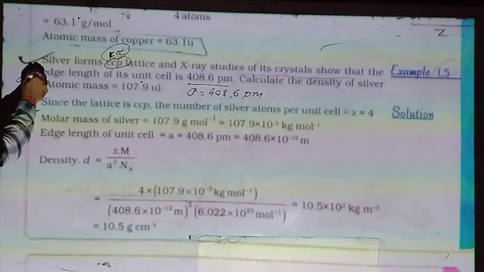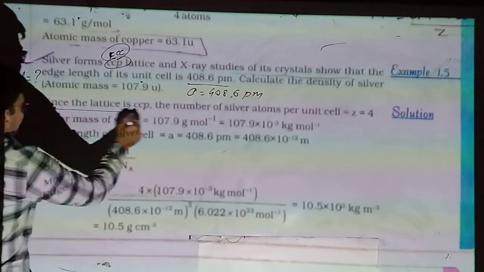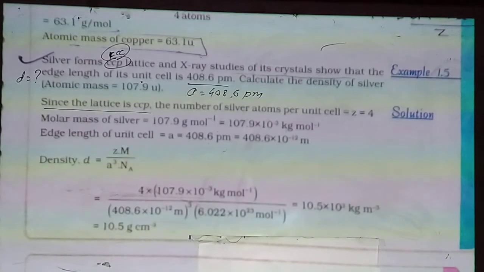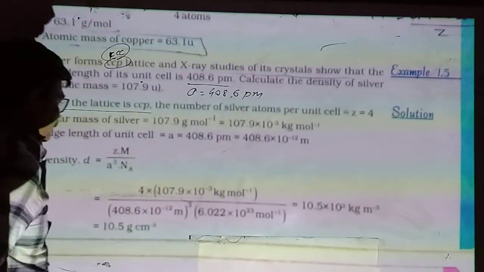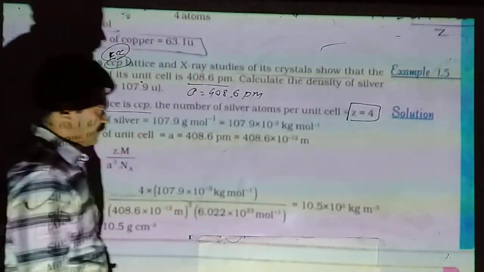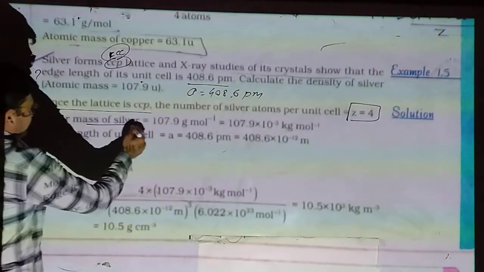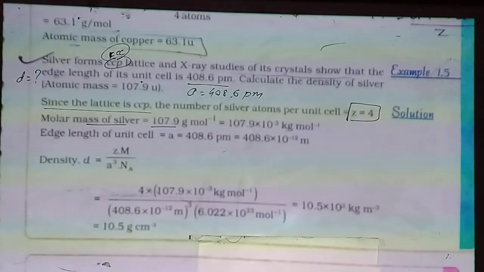So density will be, atomic mass is given, 107.9. Since the lattice is CCP, the number of silver atoms per unit cell is 4. Is it clear? In an FCC structure, per unit cell, the number of atoms will be 4. Molar mass of silver is given, 107.9 gram per mole.